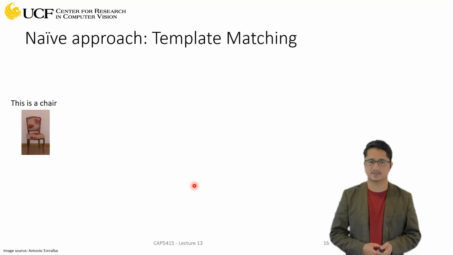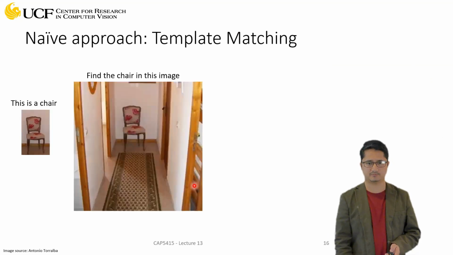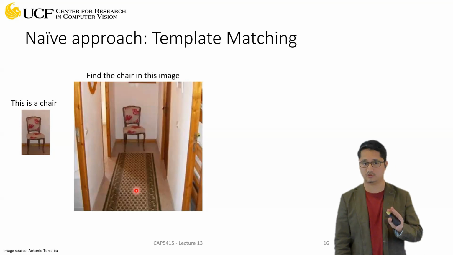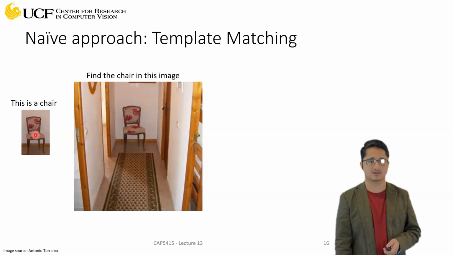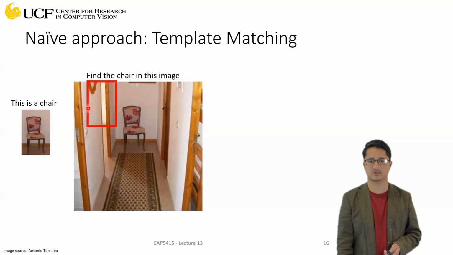Okay, so let's see how we can do object detection. And again, this we have seen, but not from a detection point of view, from a classification point of view. But if you think about this, this is actually solving detection for you. So this is your chair template. This is your original image. And you can just try to match this template at all the possible locations in your image.